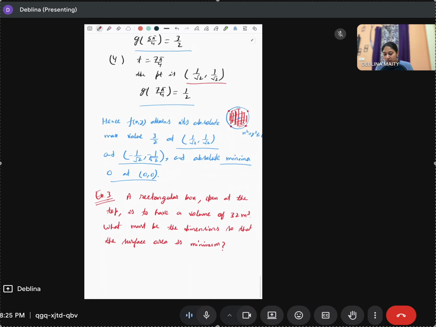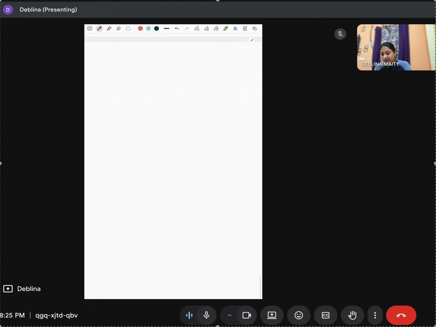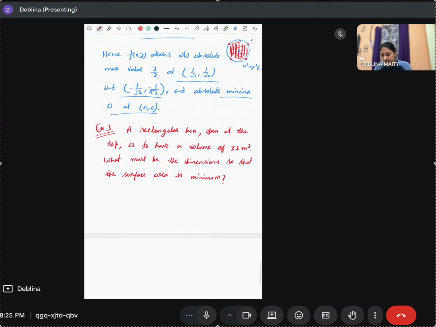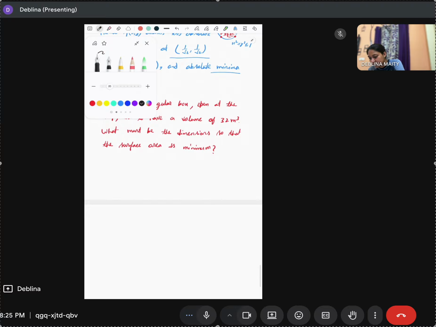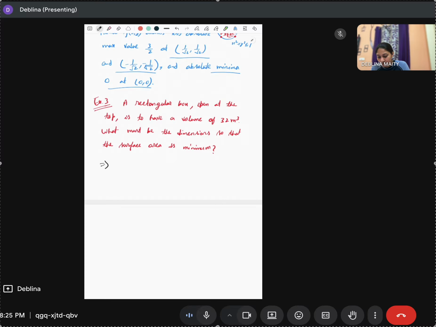So a rectangular box is given and the volume of this box is 32 meter cube. It is open at the top, an open lid, right? Now what must be the dimensions, that is length by width by height, so that the surface area is minimum with this volume of 32 meter cube?